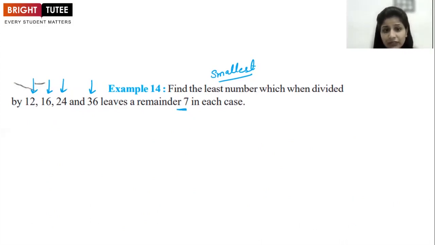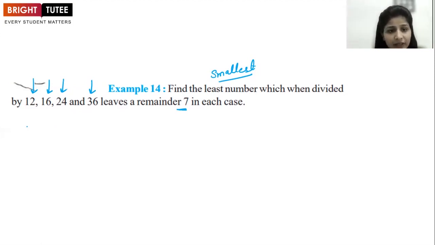Okay, so if we do that, what will we get? We will get the least multiple, or the least number, which when divided by all of these leaves the remainder 0. And then we can figure out what can be done if we want the remainder to be 7. So what will we do? We will find the LCM to get the least number which when divided gives the remainder 0. Let's first calculate that.